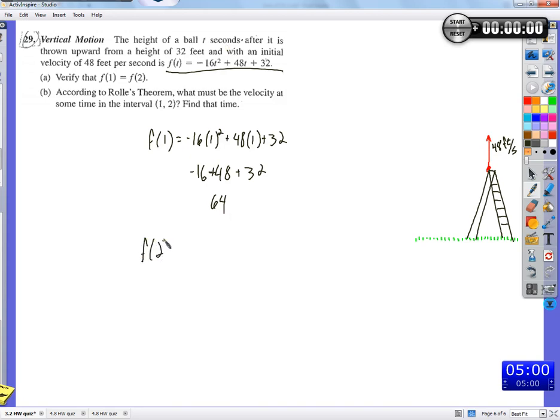Okay, f of 2. So apparently, at 0 seconds we're here, and at 1 second it's gone up, it's at 64. Why would f of 2 be equal to 64 as well? That's coming back down, and it's 64 again. Let's just verify that. Negative 16 times 2 squared plus 48 times 2 plus 32. It's 16 times 2 squared, not plus 48. You watched the video and it did the same thing? Yes. Oh no. Did I fix it? I think so. Oh, I hope so.